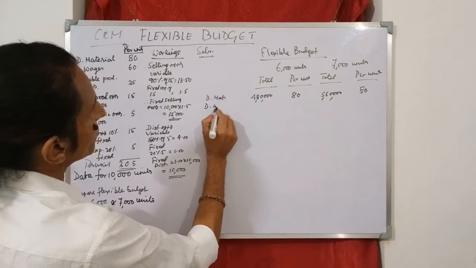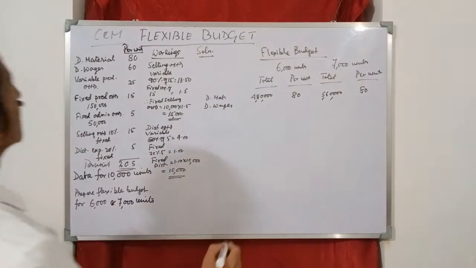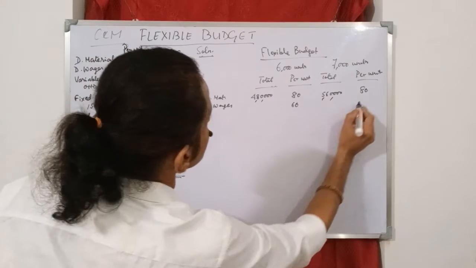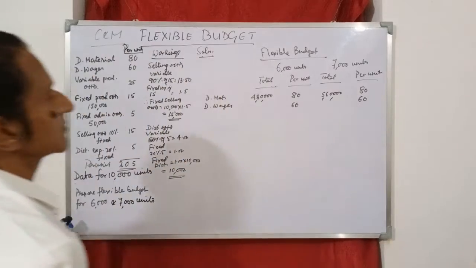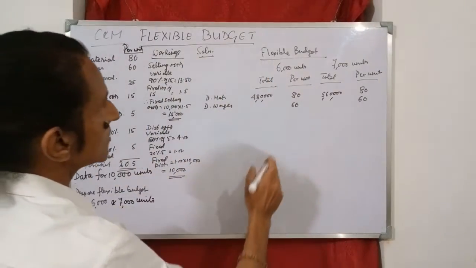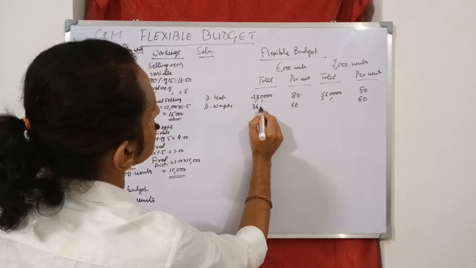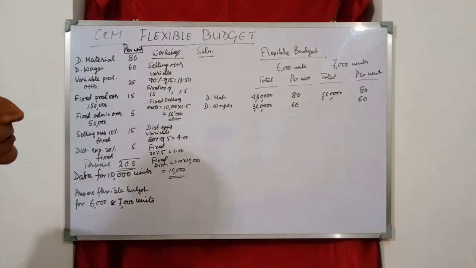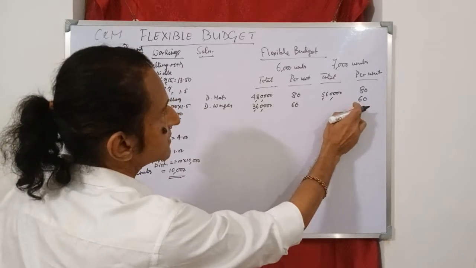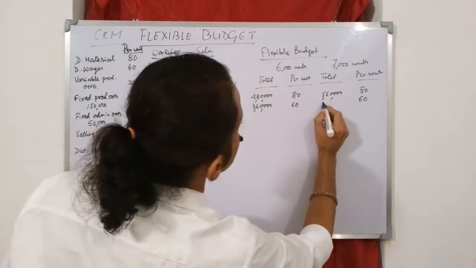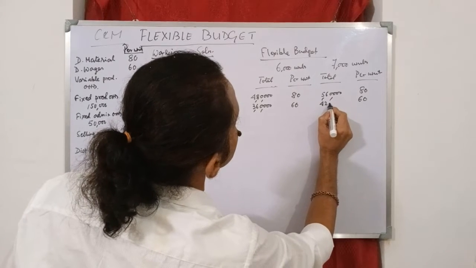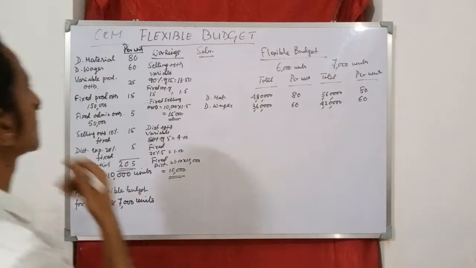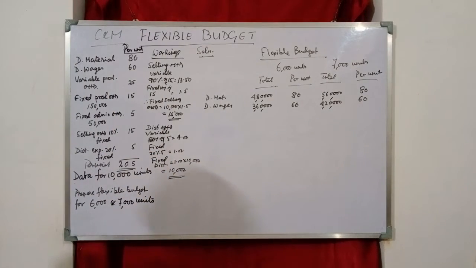Next, direct wages. How much? 60 per unit. So we write 60 in the per unit column. Now multiply 60 with 6,000, that is 360,000. And here it is 60 into 7,000, that means 420,000, right?